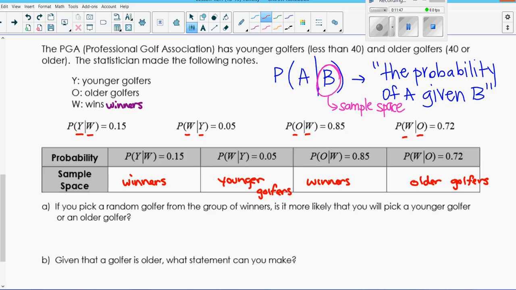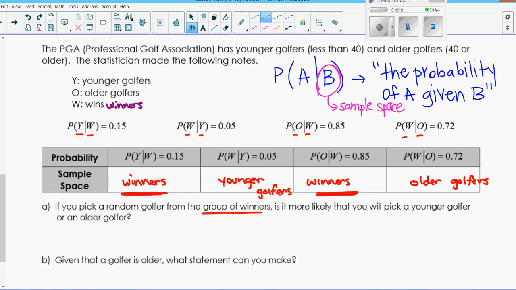Okay, so let's see if we can understand what this is saying. If you pick a random golfer from the group of winners, is it more likely that you will pick a younger golfer or an older golfer? So notice there's a condition on this. If you pick a random golfer from the group of winners, well, here's a group of winners, and here's a group of winners. All of that is my sample space.